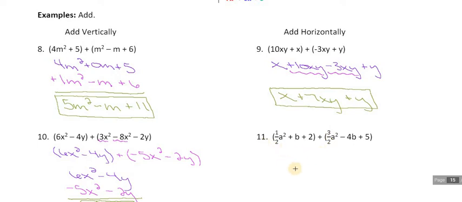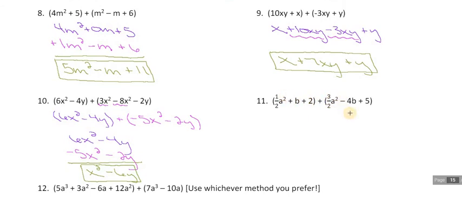Let's take a look at 11. Let's go ABC order. It's addition. Keep all of the signs of their respective terms, and let's rearrange. So I'm going to start with my a squared. So I've got a 1/2 a squared. This is a positive 3/2, so plus 3/2 a squared. Then I've got a plus 1b, a minus 4b, and then I've got my constants, plus 2 and plus 5.